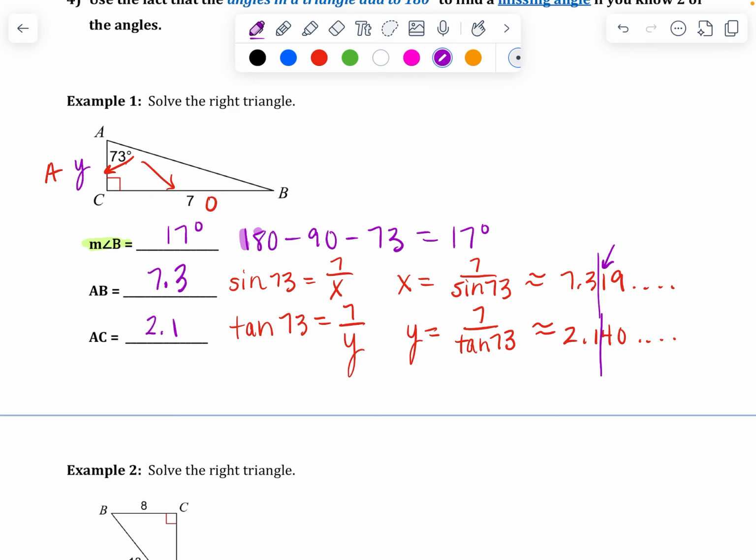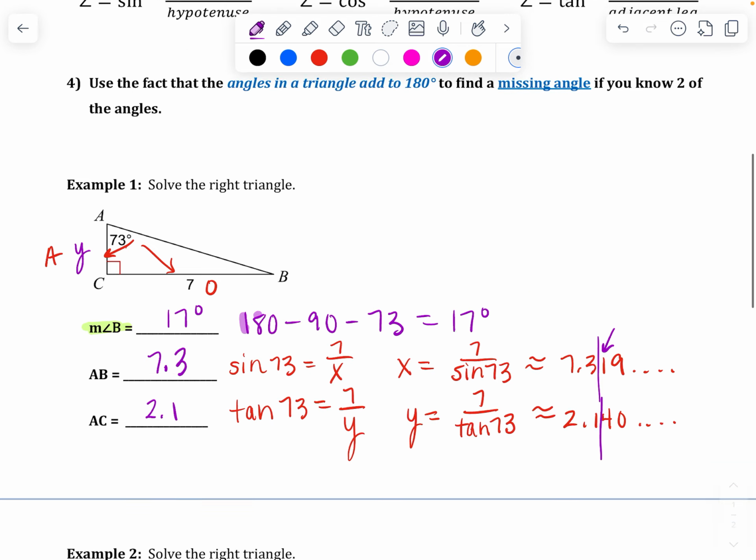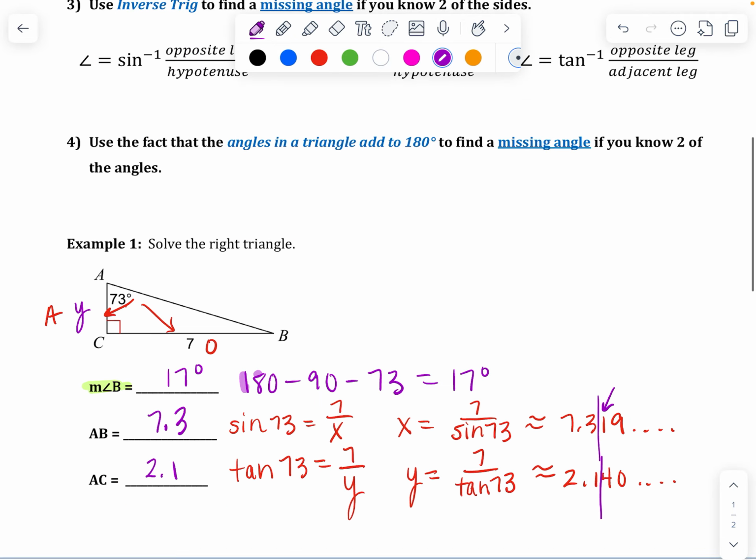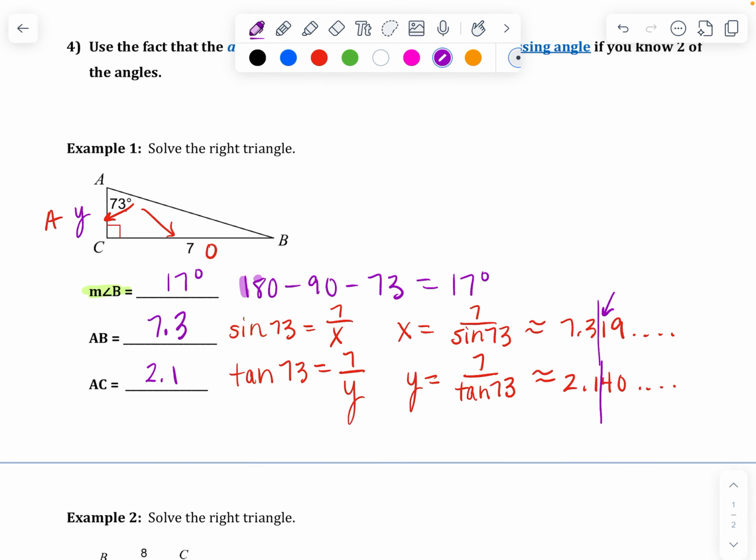All right, so that's how you solve a right triangle. You figure out what from the 4 options above can we use to solve for the missing sides and the missing angle.